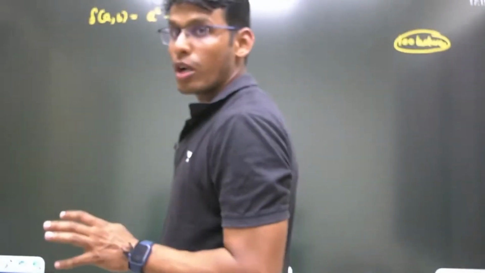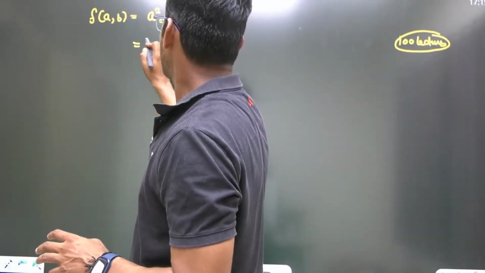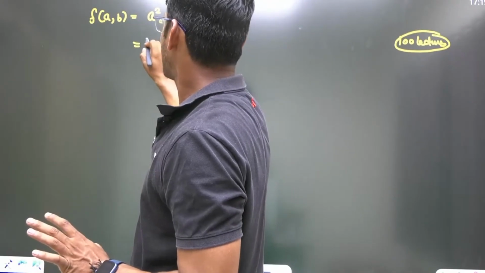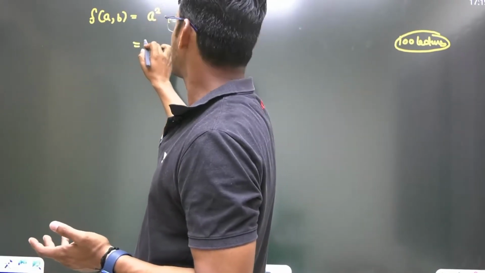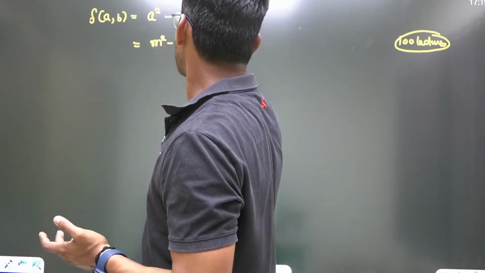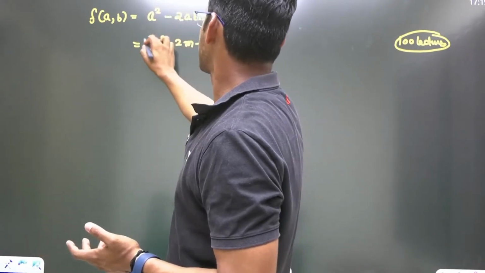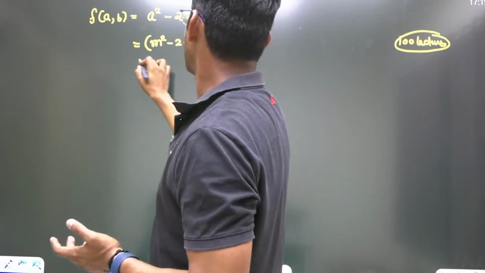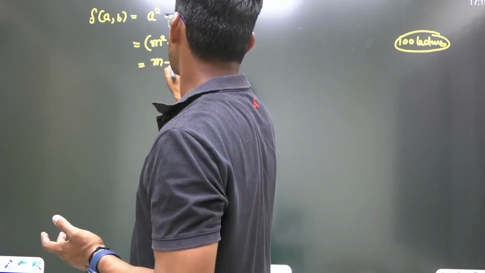You complete the answer. You are saying a minus 7, a plus 5. It should not be like this. Now, I will do it with both the methods. M square minus 2m minus 35 times b square. So this becomes m minus 7, m plus 5.